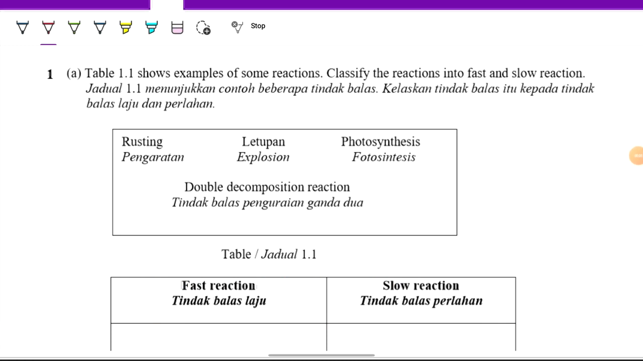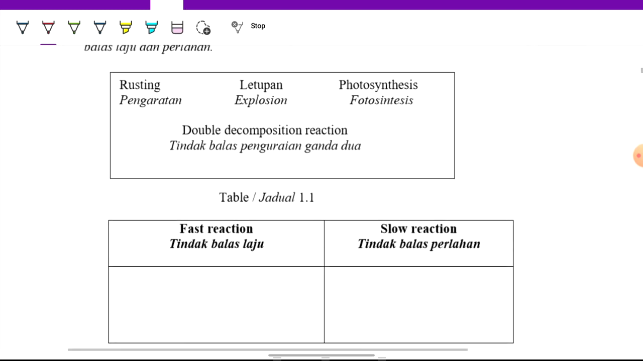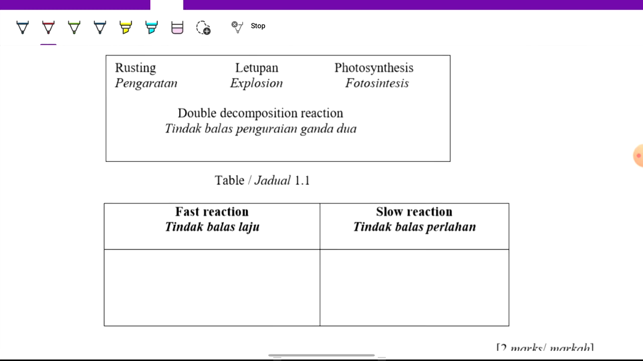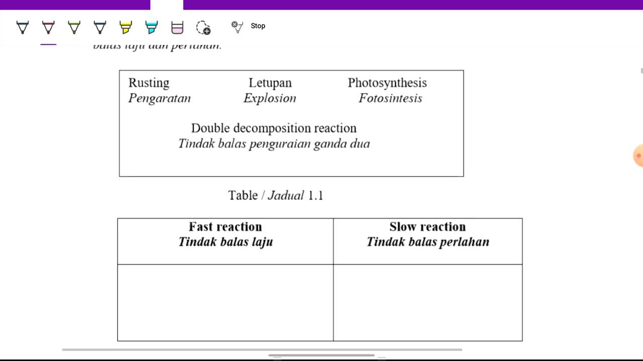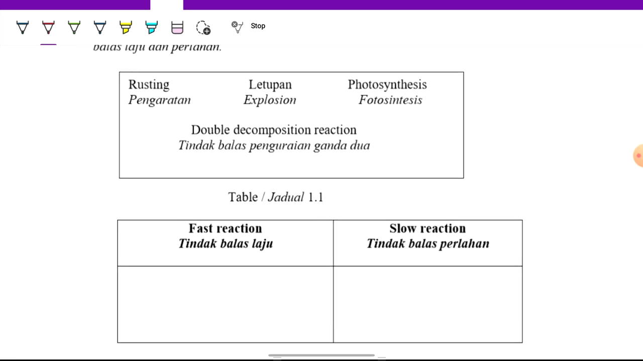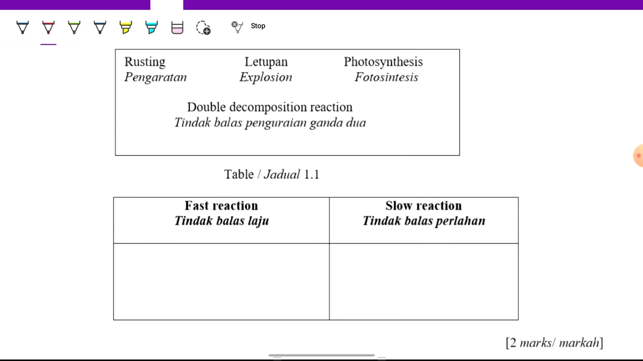Okay, today we are going to look at Pahang Trial Paper 2, Section A. Table 1.1 shows examples of some reactions. Classify the reactions into fast and slow reactions. This question is actually more like the Paper 3 questions, classification. So for the reactions given here: rusting, explosion, photosynthesis, and double decomposition.